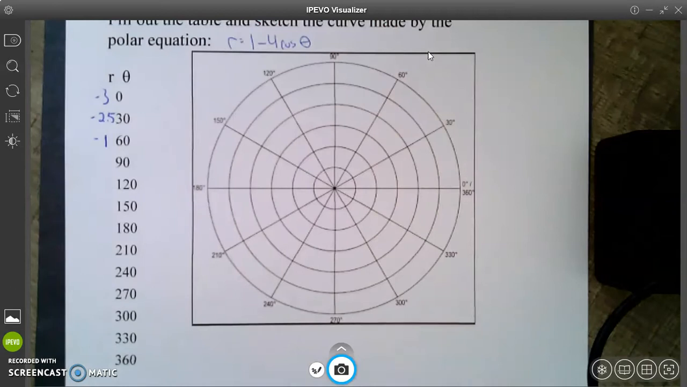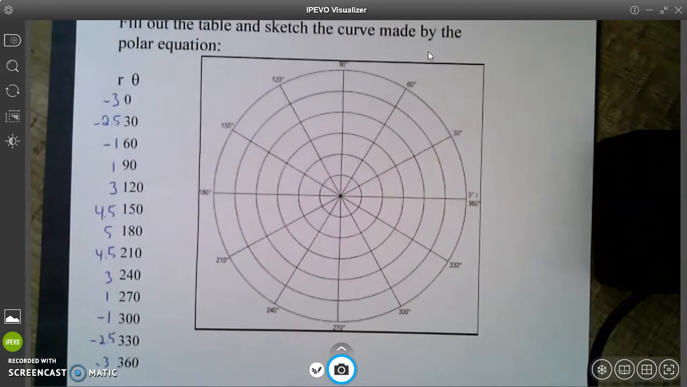Okay, we're back. Hoping you hit pause. If not, don't sweat it. Through the magic of preparedness, I already have the table all filled out. I plugged them in. I have my values. And now it's just about connecting these dots, plotting these points.